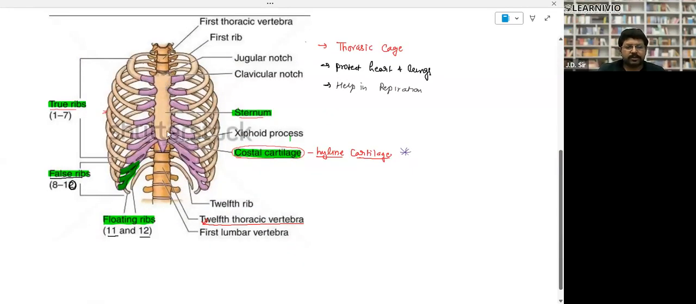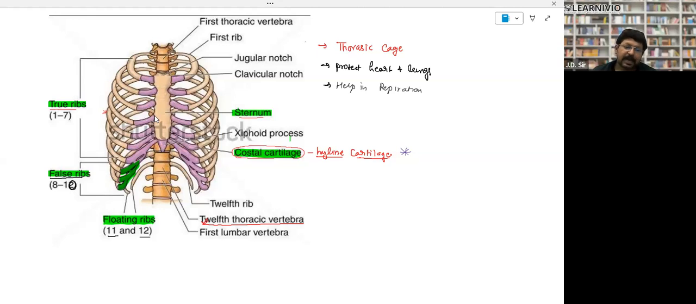Now here you can see this is called the sternum. Here you can see the ribs. There are 7 pairs of ribs, from number 1 to 7, which directly attach to the sternum. So those ribs which directly attach to the sternum are called true ribs, right?